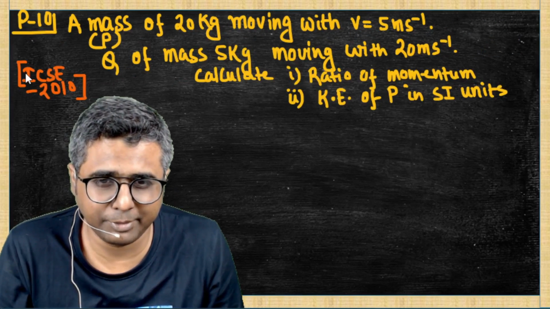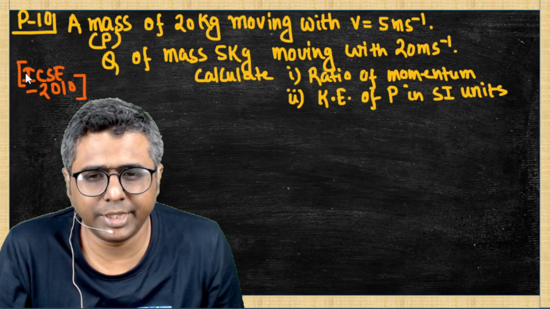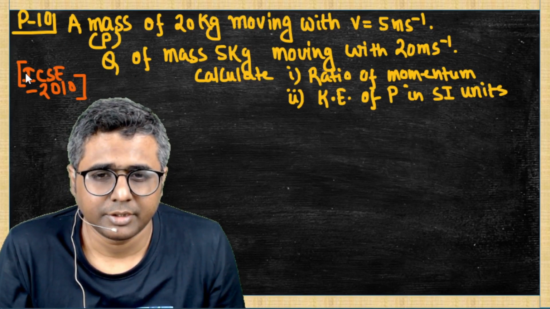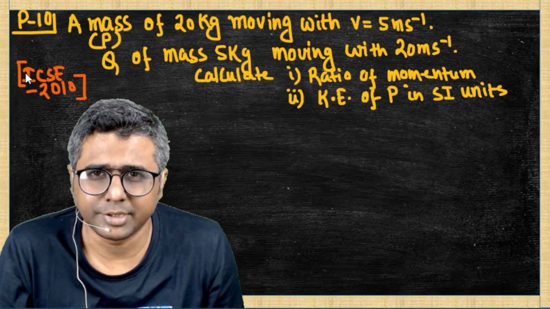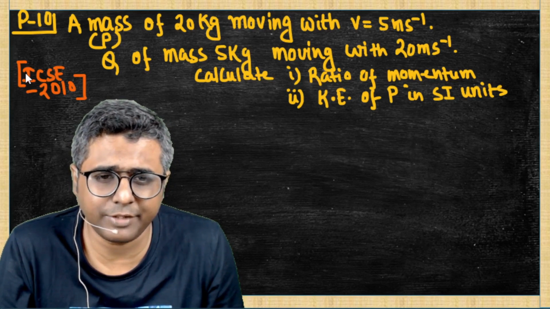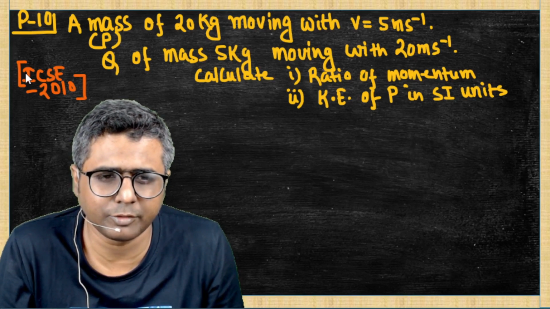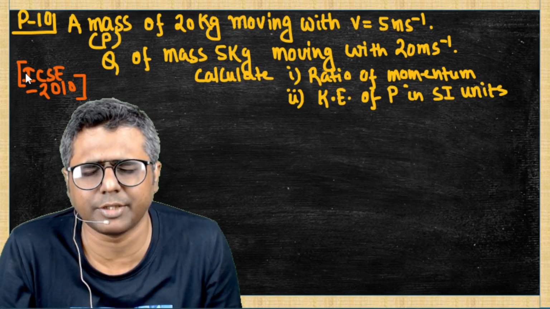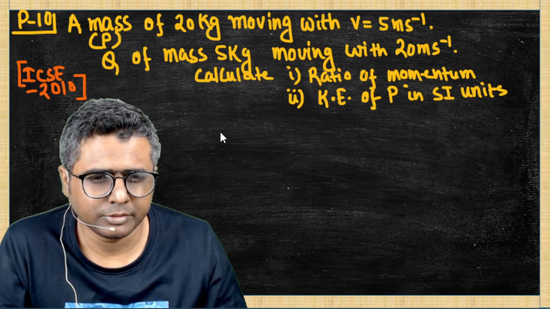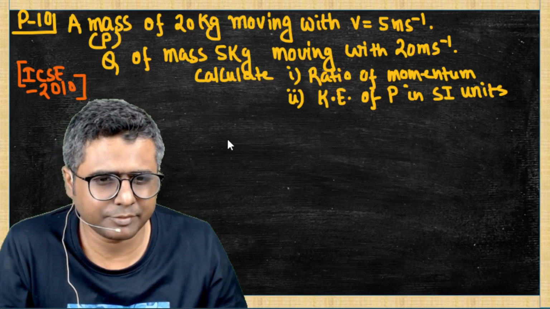So our next problem now: mass of 20 kg moving with velocity 5 meter per second. That mass is called P, written in bracket P. And there is another mass Q, that is 5 kg moving with 20 meter per second. You have to calculate the ratio of momentum. This is again a very straightforward question. So what you have to do? Just formula based, nothing else.